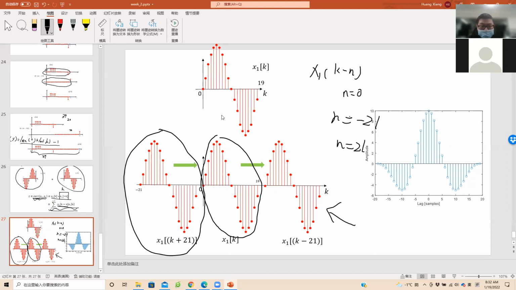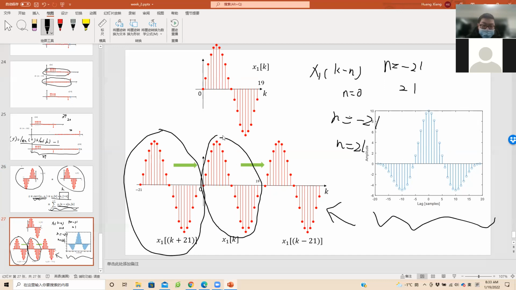So according to this, we just move n from minus 21 to 21, and we can generate the autocorrelation function of x1. So this is the final result.